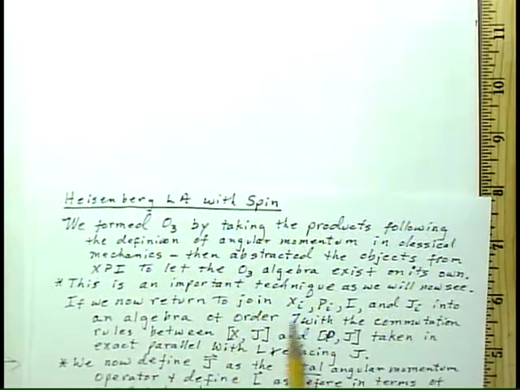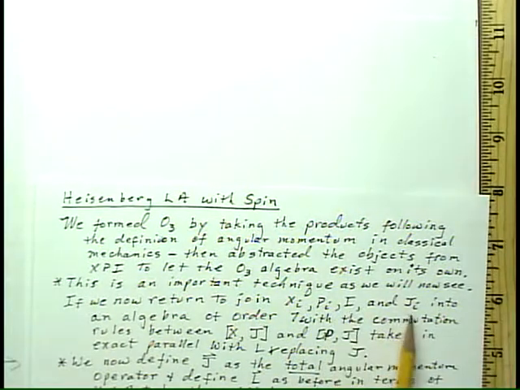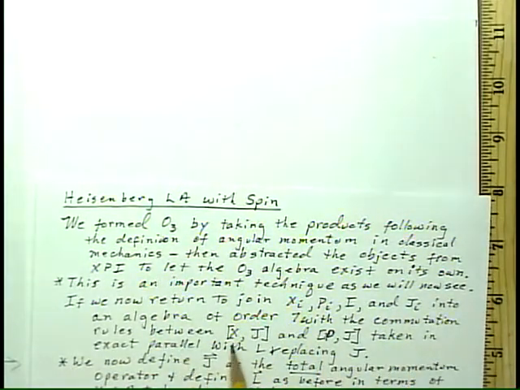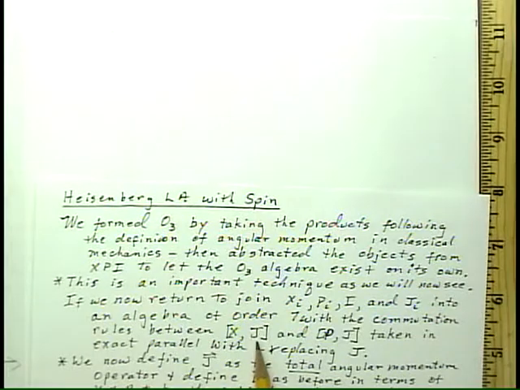We now return to join the XPI algebra with this J algebra, the total angular momentum, into an algebra of order 7 with the commutation rules between X and J and P and J taken as the exact parallel as they were when we had the X and the P with the L, except now we replace the L with the J. Let me state that once again.